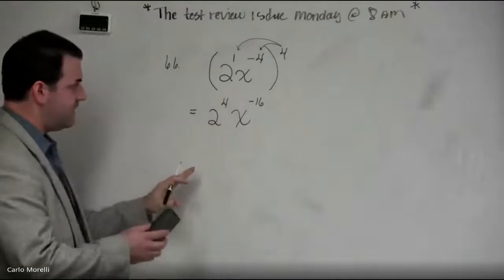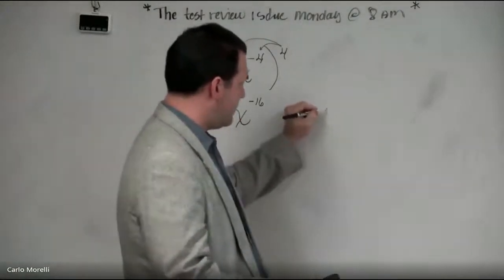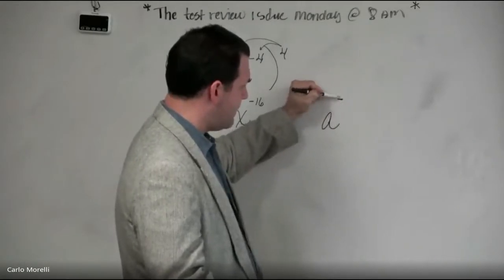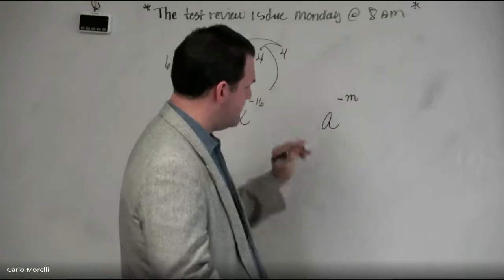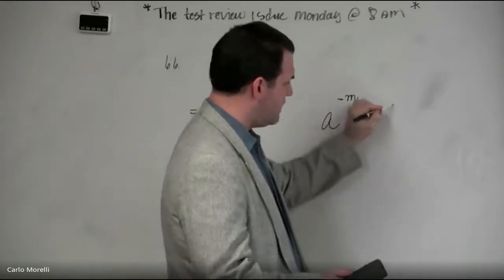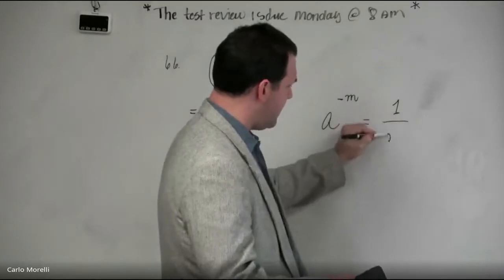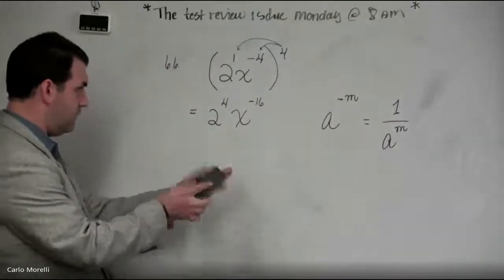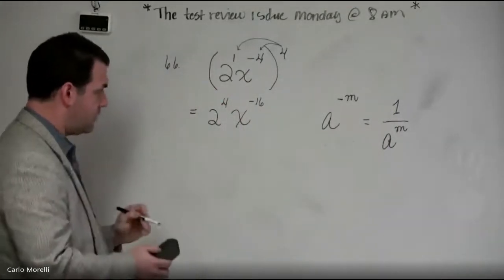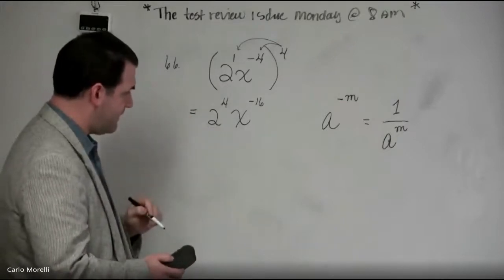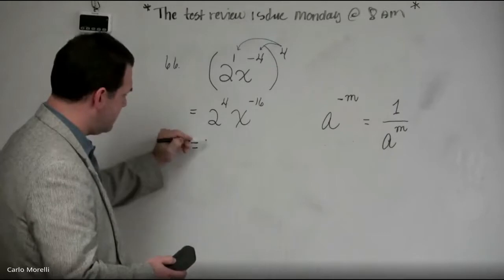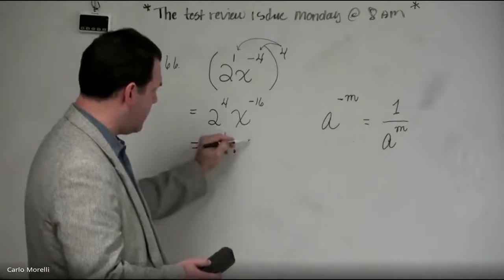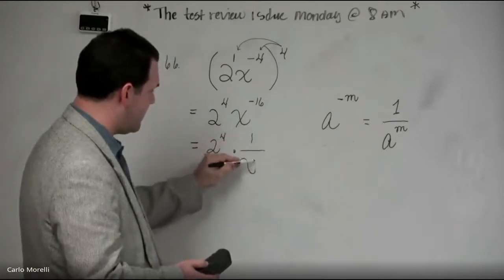And we have to contend now with this negative exponent. The exponent rule is if I have some base a raised to the power of negative m, then that's equal to 1 over a raised to the power of positive m. So applying that negative exponent rule to this situation, I have x raised to the power of negative 16. So I'm going to write that like this. We'll deal with 2 to the 4th in a minute. I have 2 to the 4th times 1 over x to the positive 16 power.